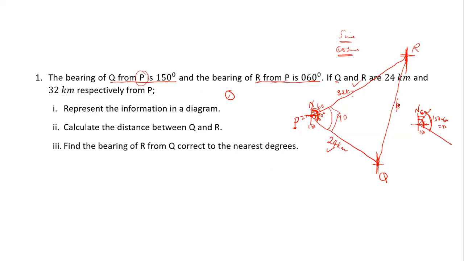If you call this one small p, this one small r, small q, we are looking for small p. So it means P squared equals Q squared plus r squared minus 2qr cos capital P. We don't know p. Q is 32, so 32 squared plus 24 squared minus 2 times 32 times 24 cos 90. So what is 32 squared?